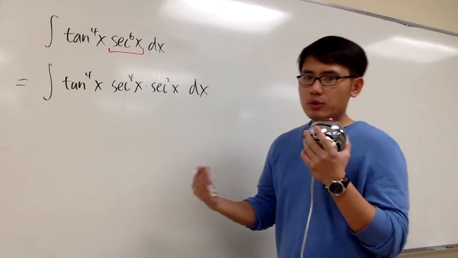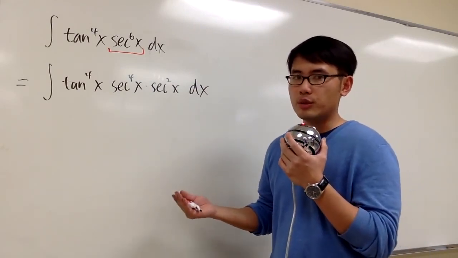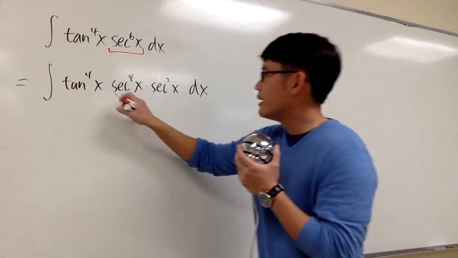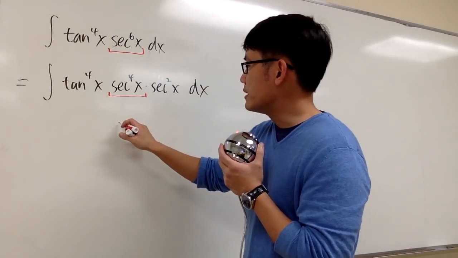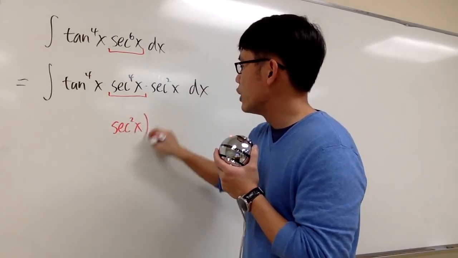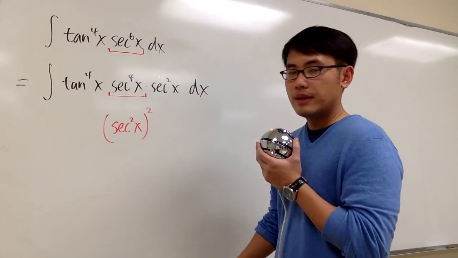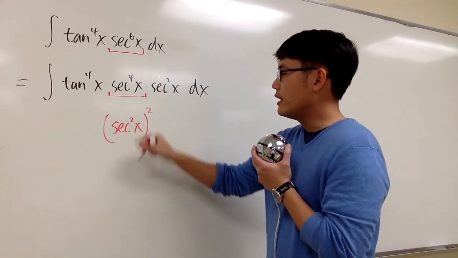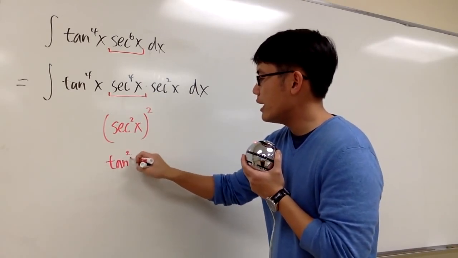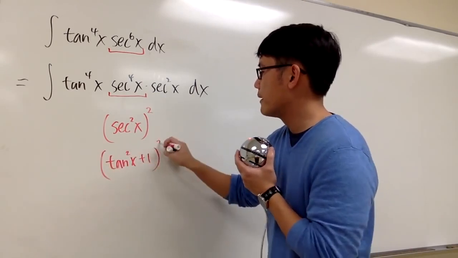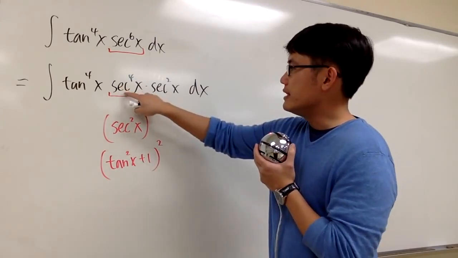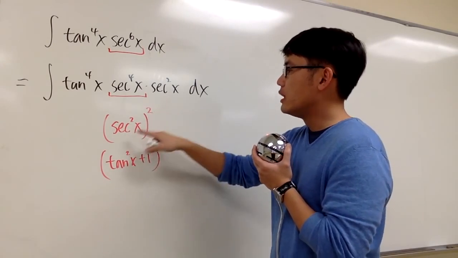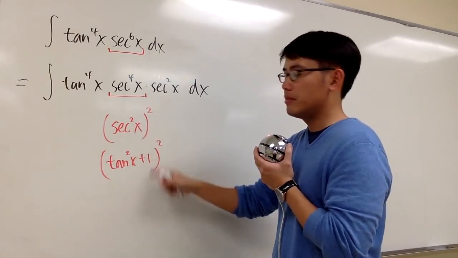But then I don't want to have too many secants to be dealing with. However, secant to the fourth power, I can replace this, okay? This right here is the same as saying secant square x raised to the second power, right? And then do we know anything about secant square? Yes, we do. Secant square is the same as tangent square x plus 1, okay? So once again, secant to the fourth power is the same as saying secant square x to the second power, and secant square is the same as tangent square plus 1.